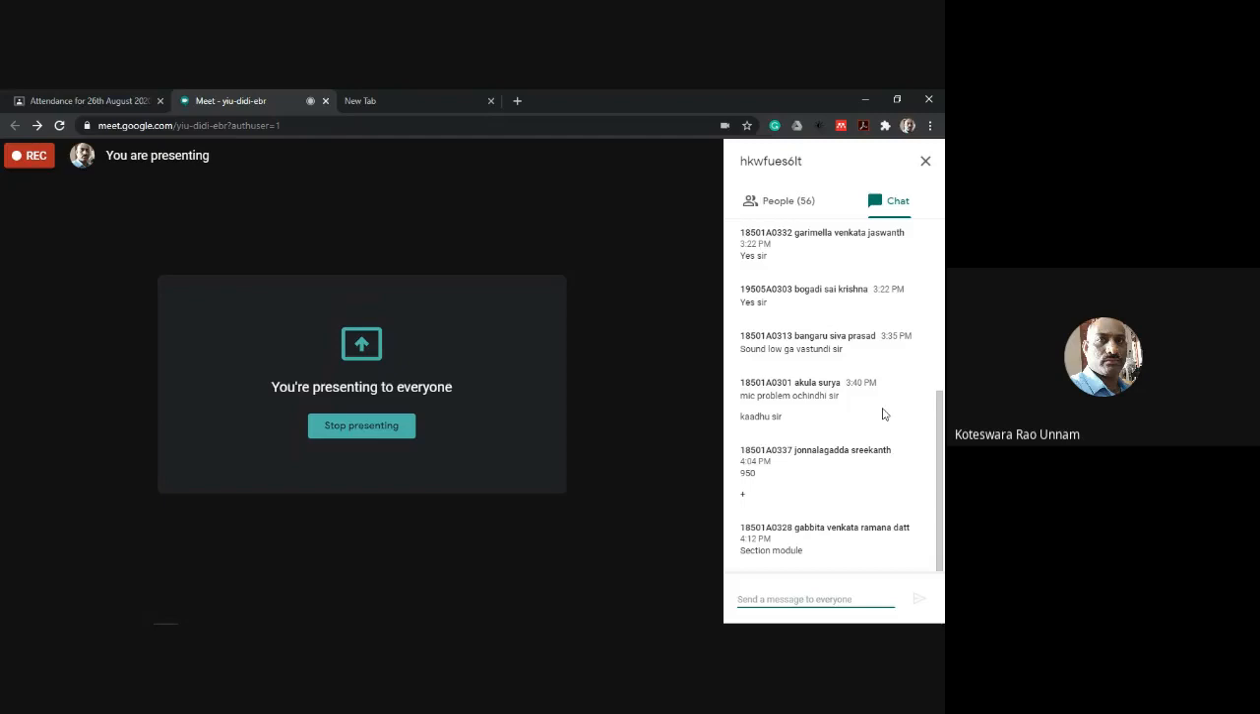Somebody has written Venkatramana Dutt: section module. What is section module? It's not section module, it is section modulus. Is that your doubt? And also somebody has written Srikanth 950 plus. I don't know what this 950 plus is.